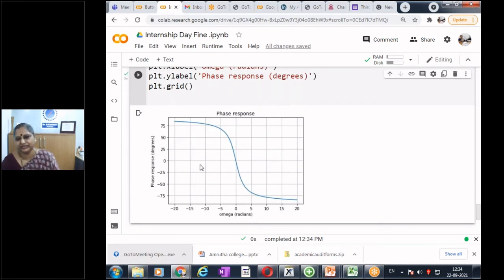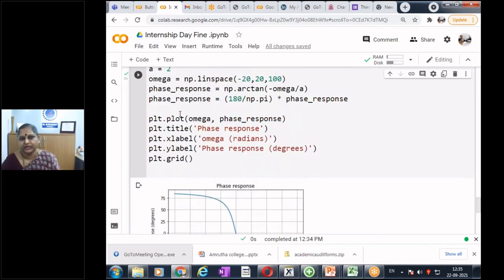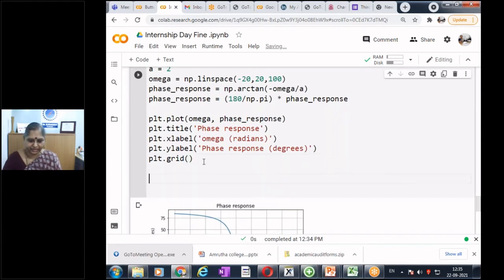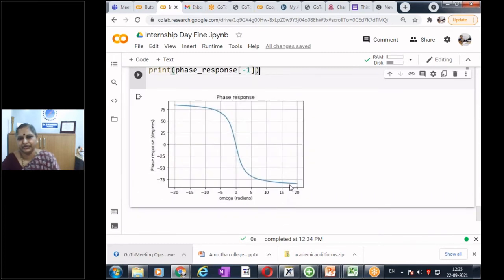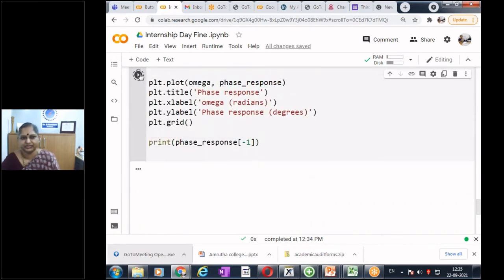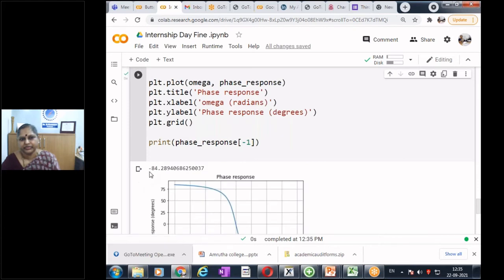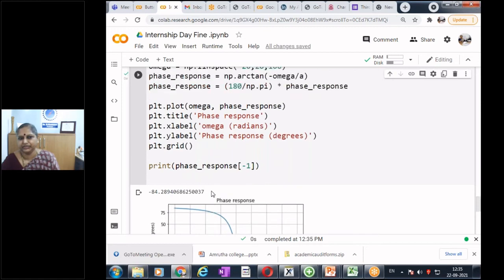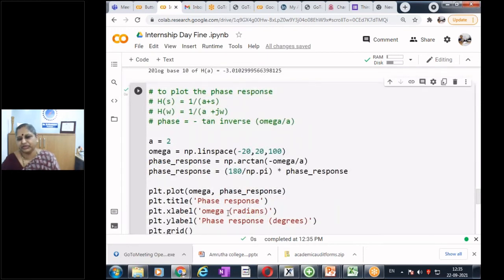Suppose I want to see the maximum value. How will I see what is the maximum value? What's the last value? Let me check. Print phase response of minus 1. What will it give me? The final value. So let me run and see what's the value. I've got it as minus 84 degrees here, because I've gone from minus 20 to plus 20.